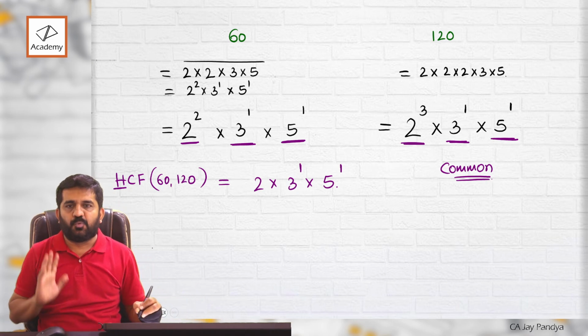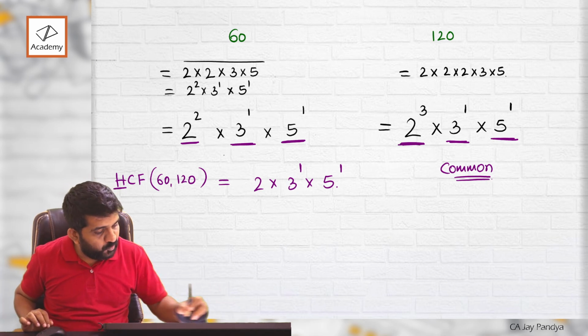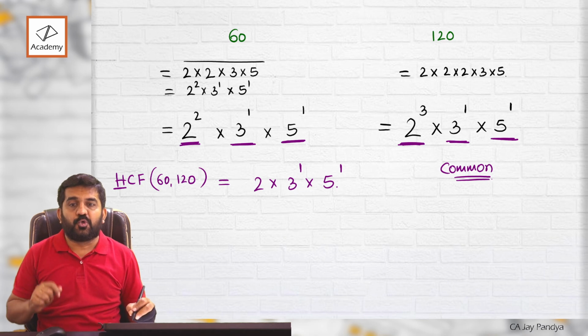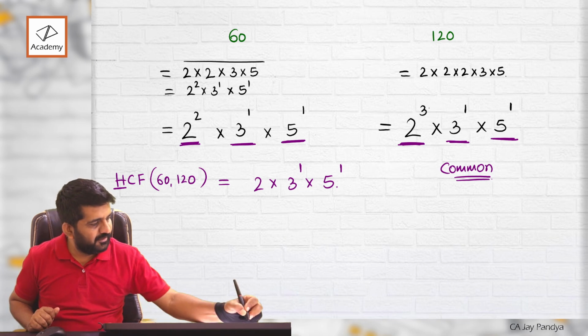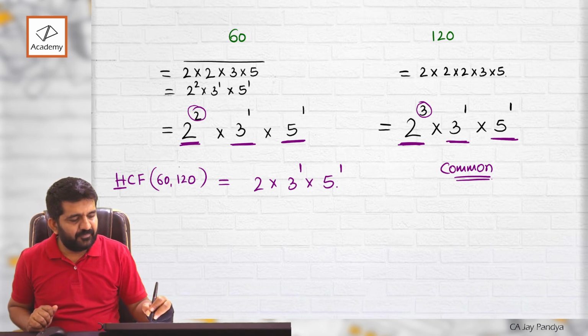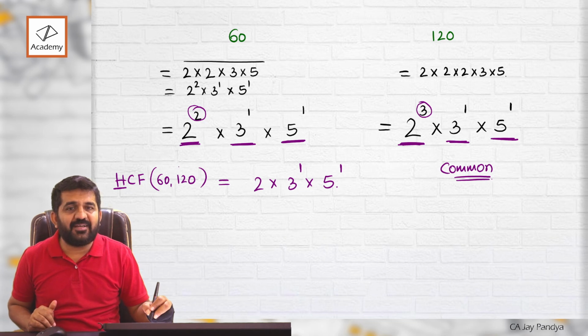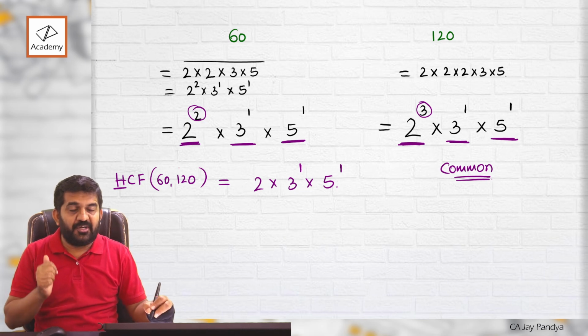3 and 5 is raised to 1, right? Because they are equal, so there is no higher lower. In 2, should I take 2 square or 2 cube? Square. Cube. Why? Lowest. Take the smaller one. Which is smaller? Cube is smaller than square. You need to take lower number.